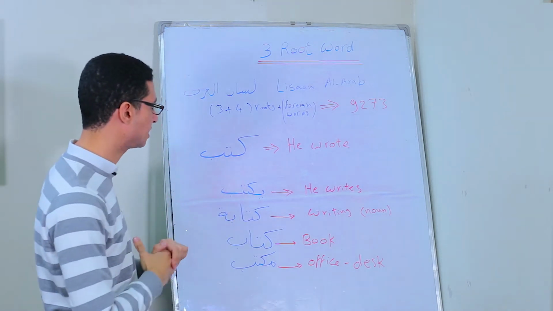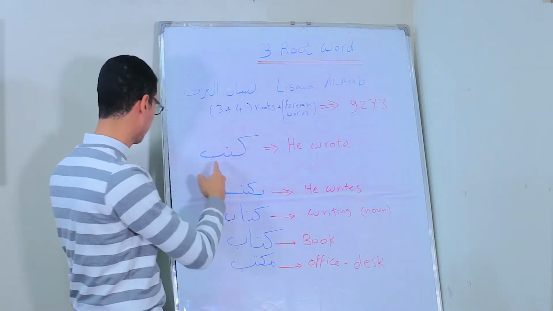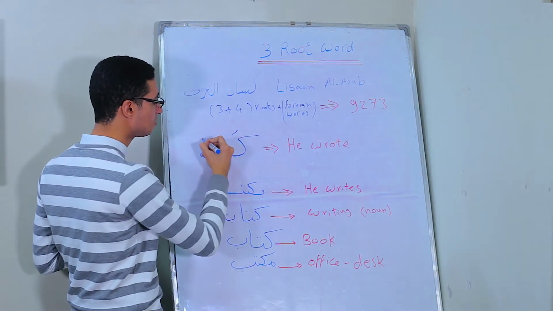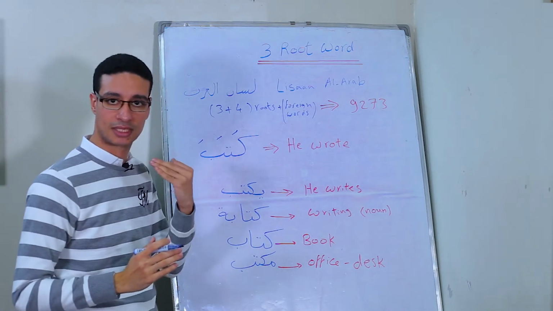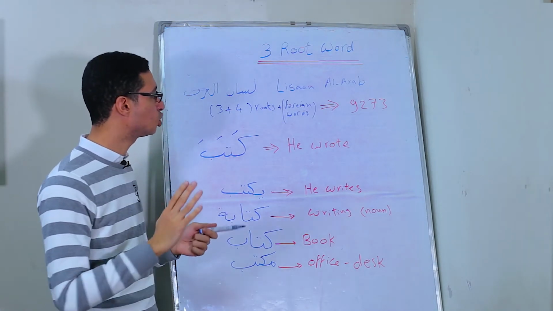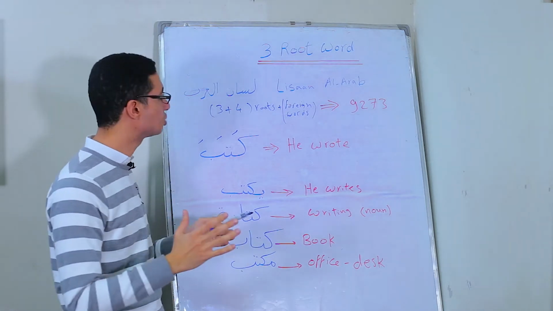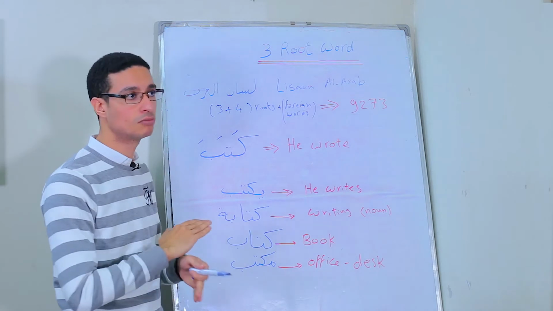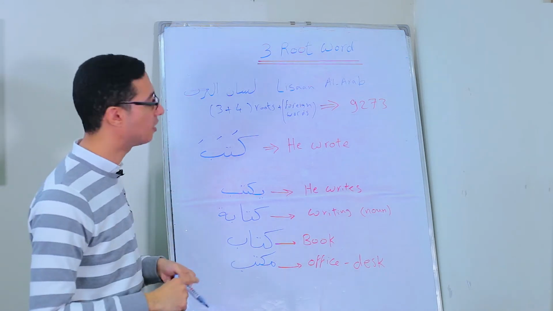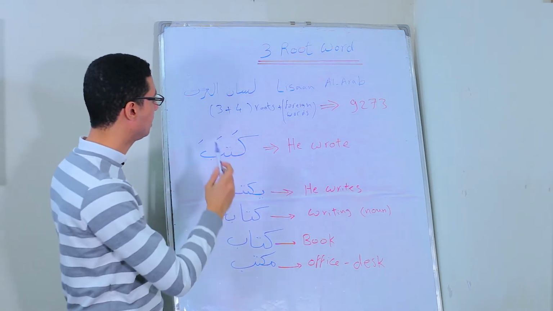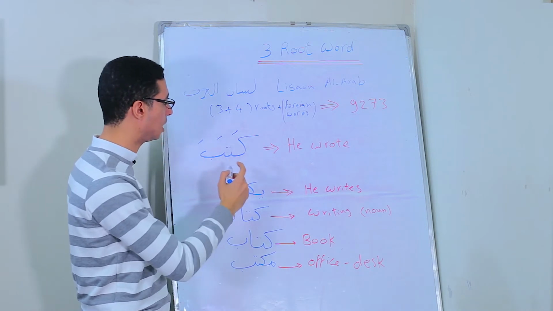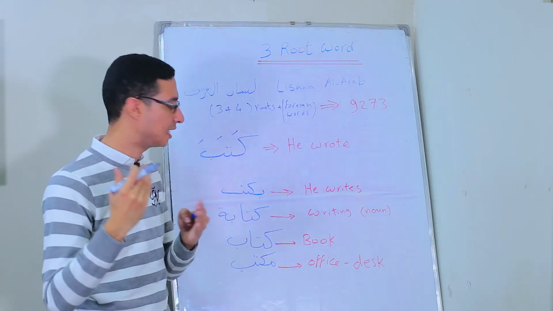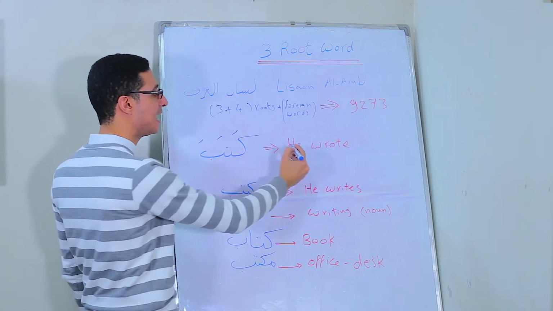So let's have an example. Here there is the word kataba. Okay, here I write it without the vowels. Kataba means he wrote. And most Arabic words consist of a 3-letter root. Actually it's 3 letters for more than 90% of Arabic words. And these 3 letters present a verb in the past. So here kataba means he wrote.